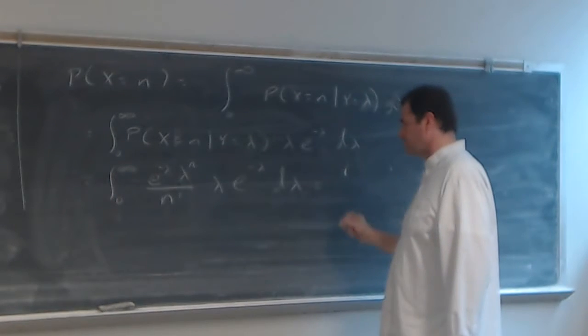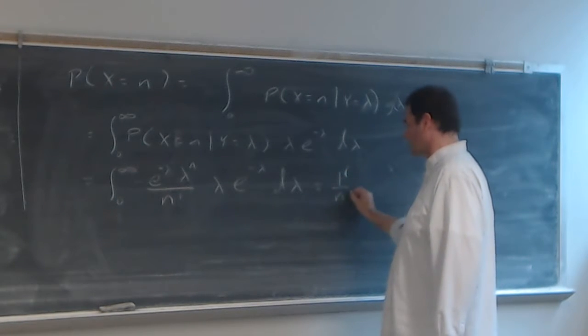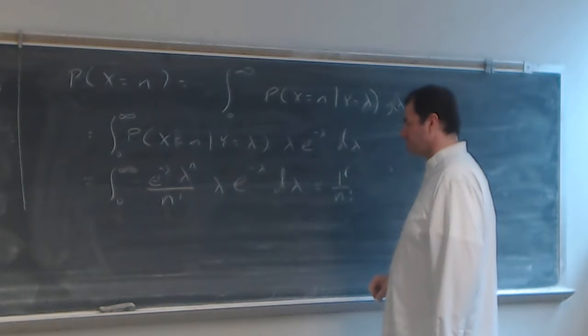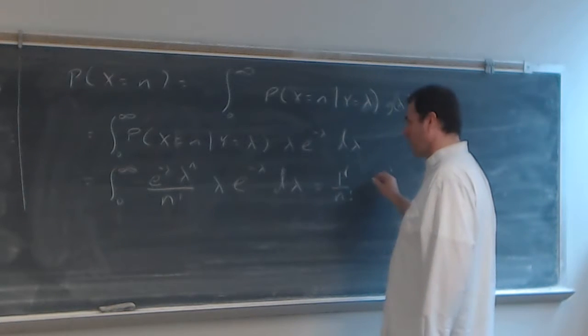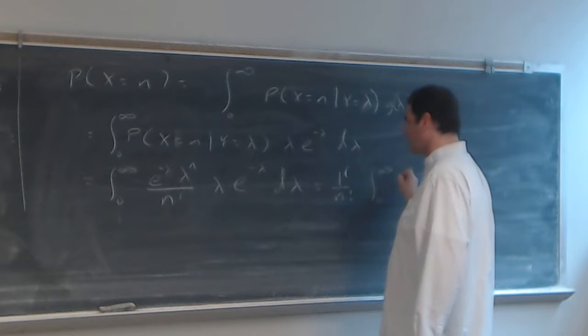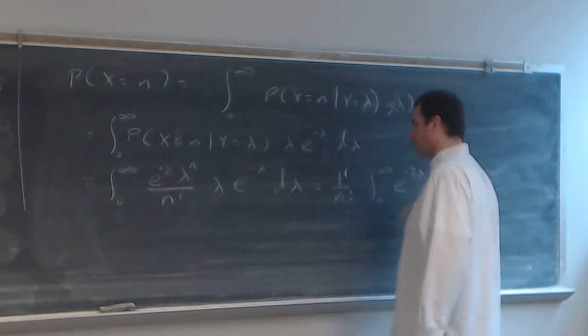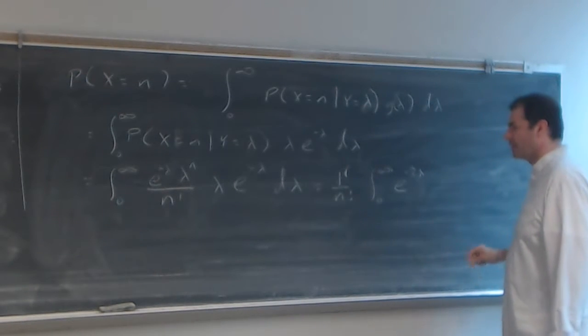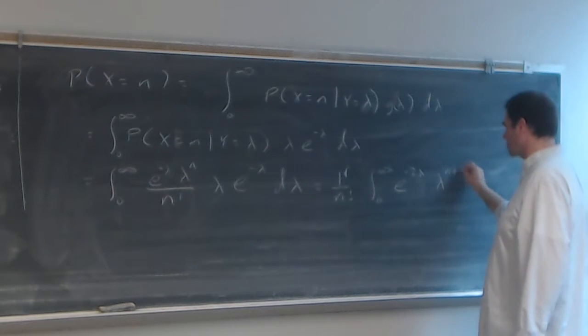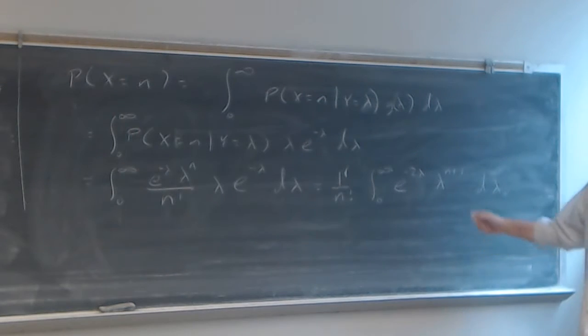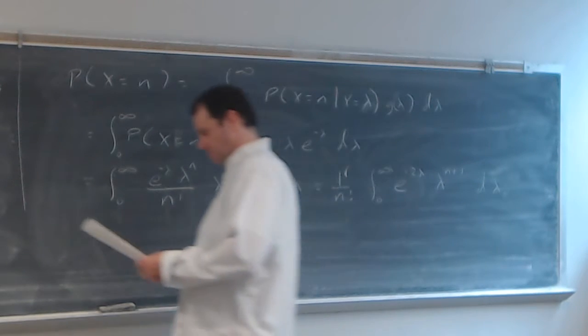This is equal to, I can pull out the n factorial, because I'm integrating with respect to lambda. Here it would be the integral from 0 to infinity of e to the minus 2 lambda, and then lambda to the n plus 1, d lambda. So I've got to somehow figure out what this integral is. Okay, so I'm going to stop there.